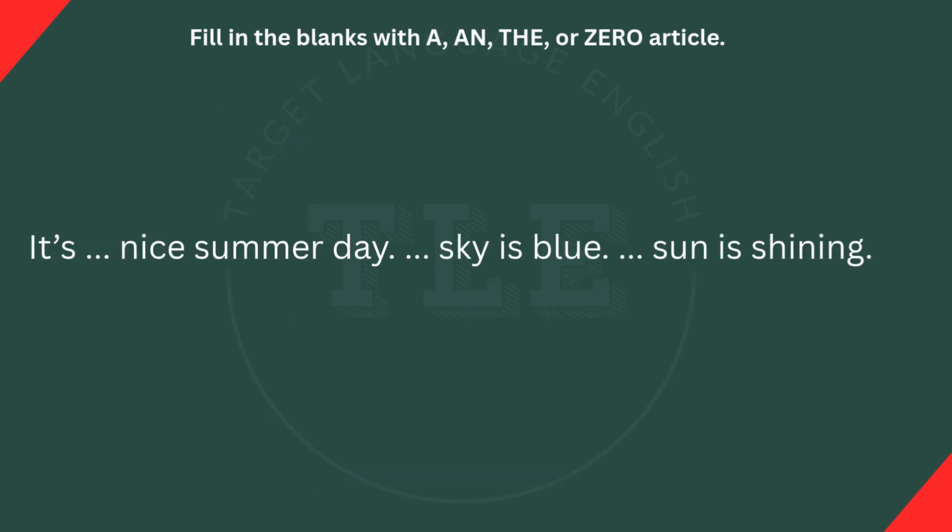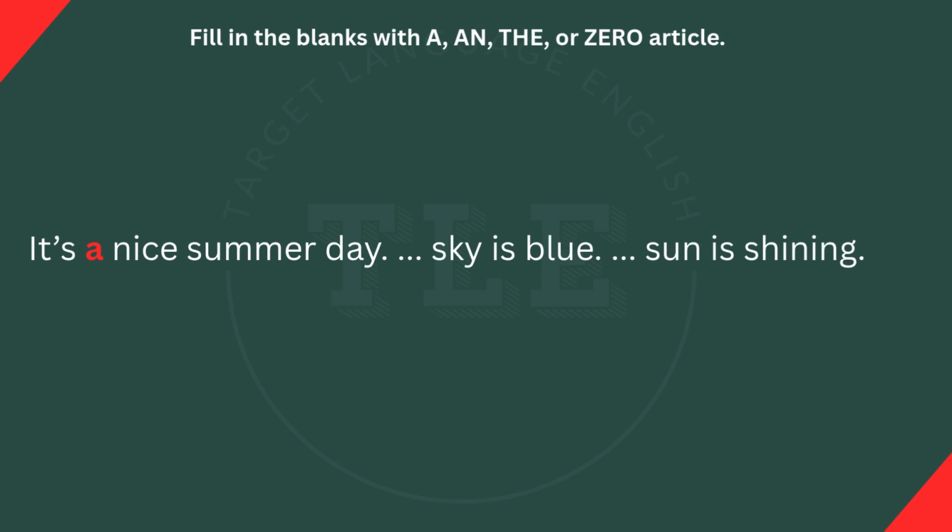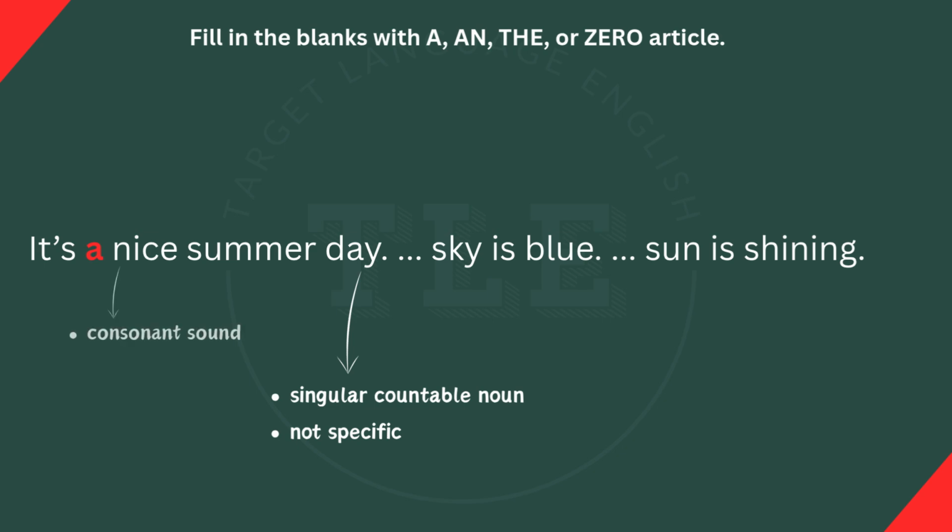It's nice summer day. Sky is blue, sun is shining. We'll say, it's a nice summer day. The noun day is singular and countable, so it needs an article. We're not pointing to a specific day. It's just one of many possible nice summer days, so we'll use the indefinite article a. We can't use an here because the sound right after the article is a consonant. Nice, a nice summer day.